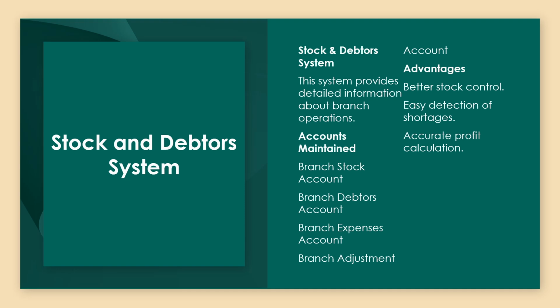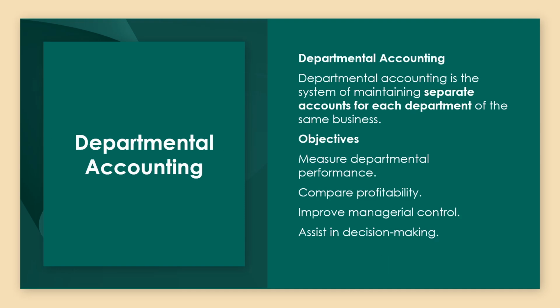Stock and debtors system. The stock and debtors system provides detailed information about the branch operations. Accounts maintained: branch stock account, branch debtors account, branch expenses account, and branch adjustment account. Advantages: better control over the stock, easy detection of shortage or loss, accurate calculation of branch profit, and detailed information for management decisions.